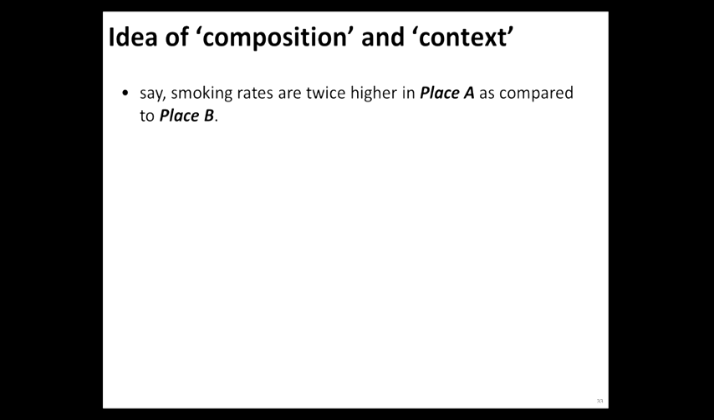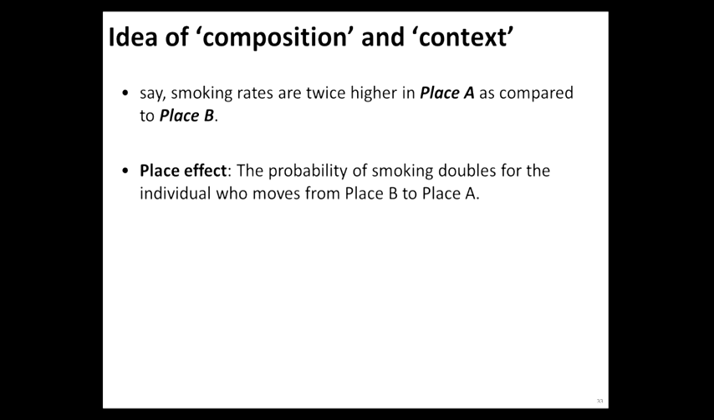So what's the idea of composition and context? I briefly alluded to that in part 1. Let's make it a little more concrete. Let's say the smoking rates are twice as high in place A as compared to place B. We can interpret a place effect based on this. If we move somebody from place B, which has a lower smoking rate, to place A, which has a higher smoking rate, the probability of smoking for that individual who moved should go up.